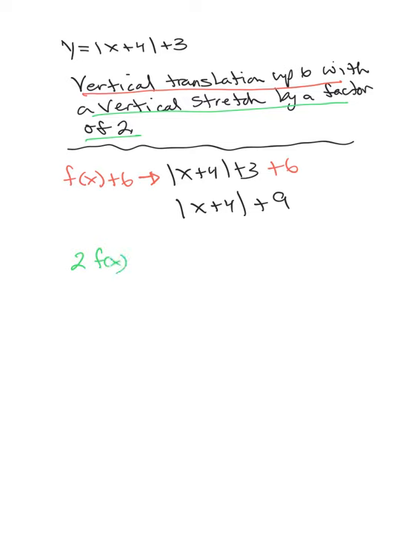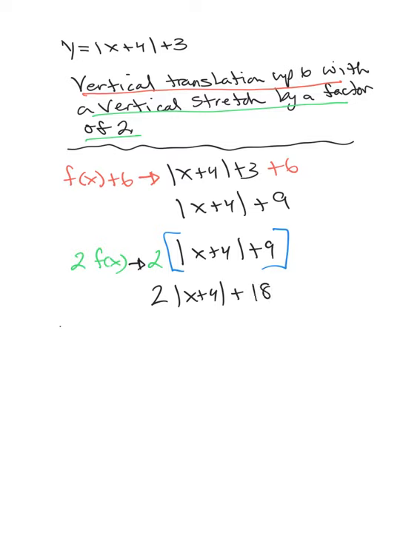And then the vertical stretch is going to be twice the function, right? So we want to multiply 2 by that function, not the original function, but where we left off. So where we left off was here, and then we're going to multiply that by 2. And so when we actually do that, that's going to give us 2 absolute value x plus 4 plus 18. So that's what this person gets, right? Let me clean that up a little bit.